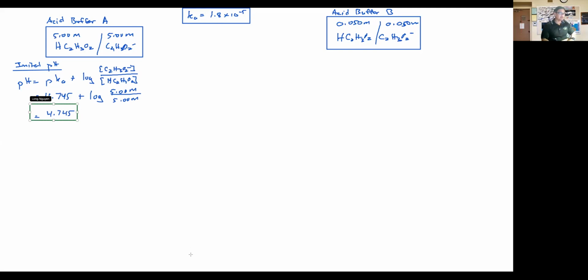Now, I'm going to go ahead and do this. I don't mean to insult your intelligence, but let's calculate the initial pH for acid buffer B, just so you can see that there are no tricks to this. This is not magic, not smoke and mirrors. I get the same pH here.